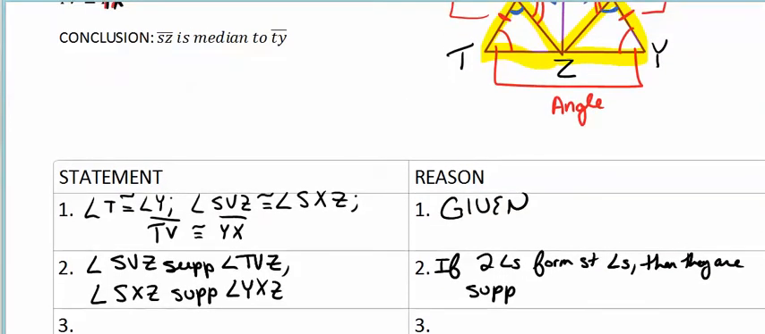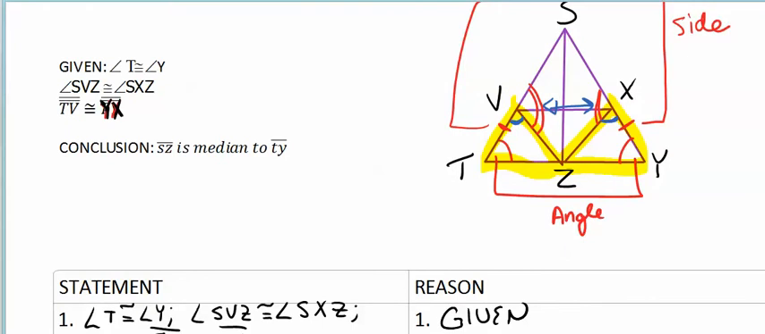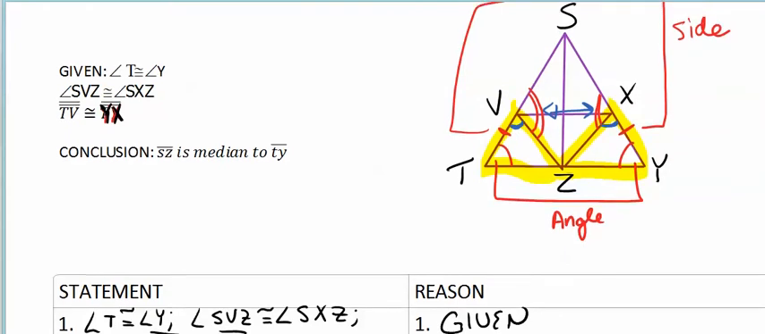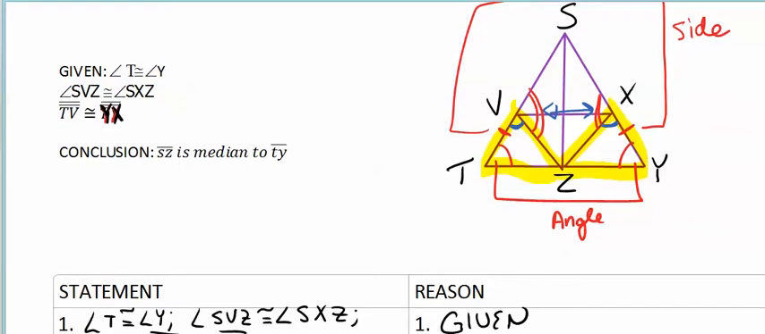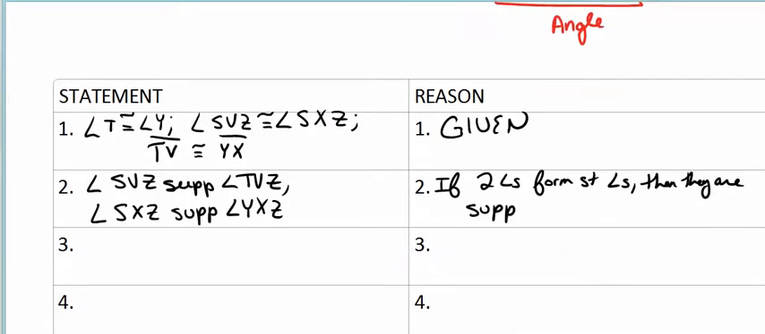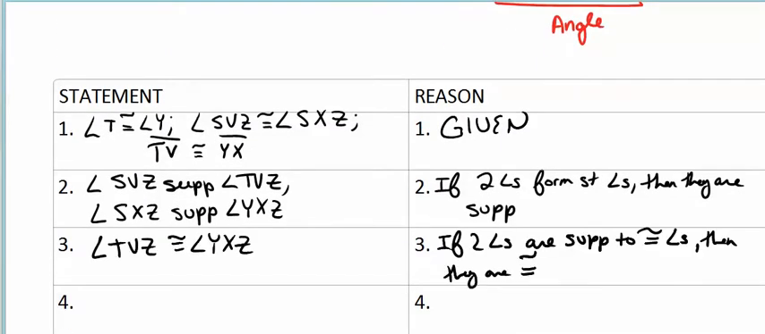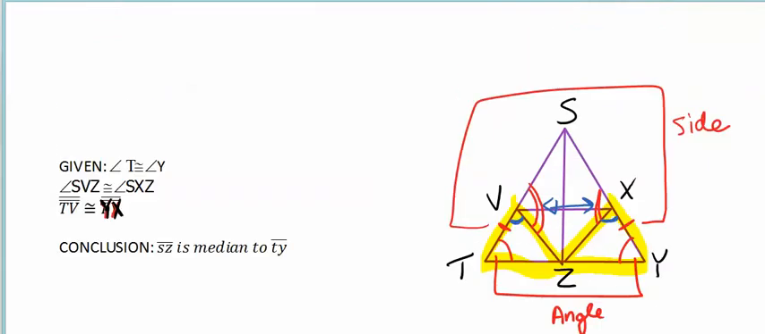Since we know that those angles are congruent in the given and that they're supplementary, we can then prove that angle TVZ and angle YXZ are going to be congruent, based on the theorem that supplements of congruent angles are congruent. Once we prove the angles to be congruent, we have now enough information to prove that the yellow triangles are congruent, based on the angle, side, angle postulate.